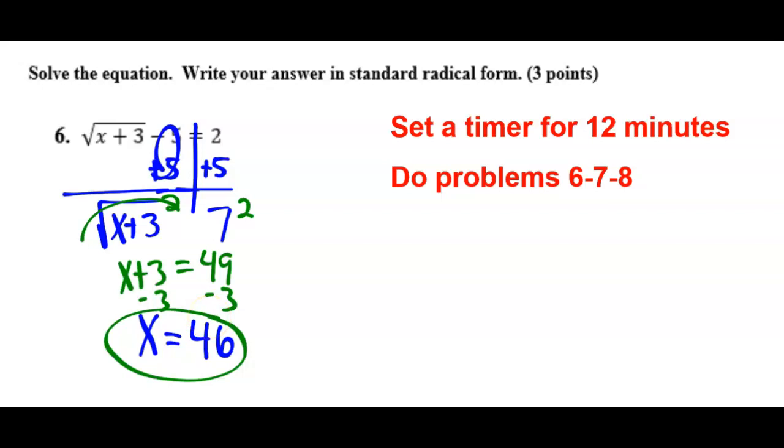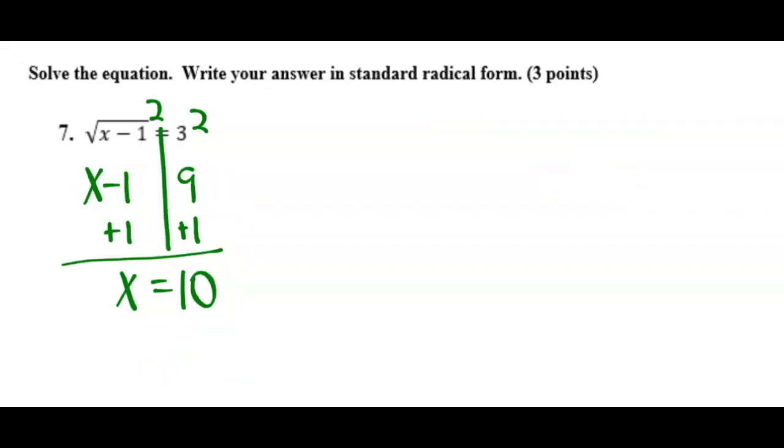Okay, the next problem was already all isolated. So all I had to do was square both sides. So that undid my square. So I get x minus 1 equals 9. Add 1 to both sides, x equals 10.